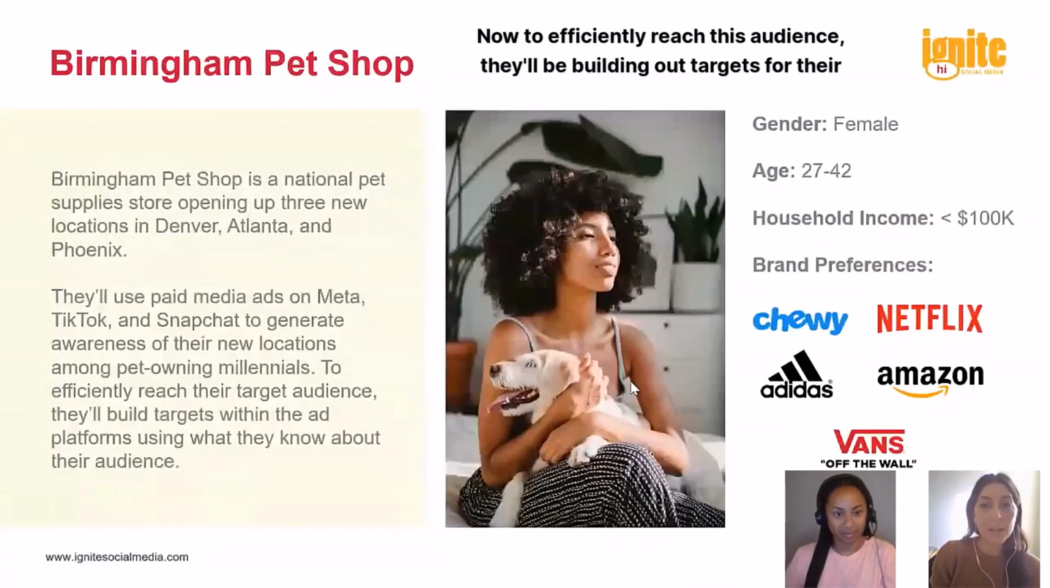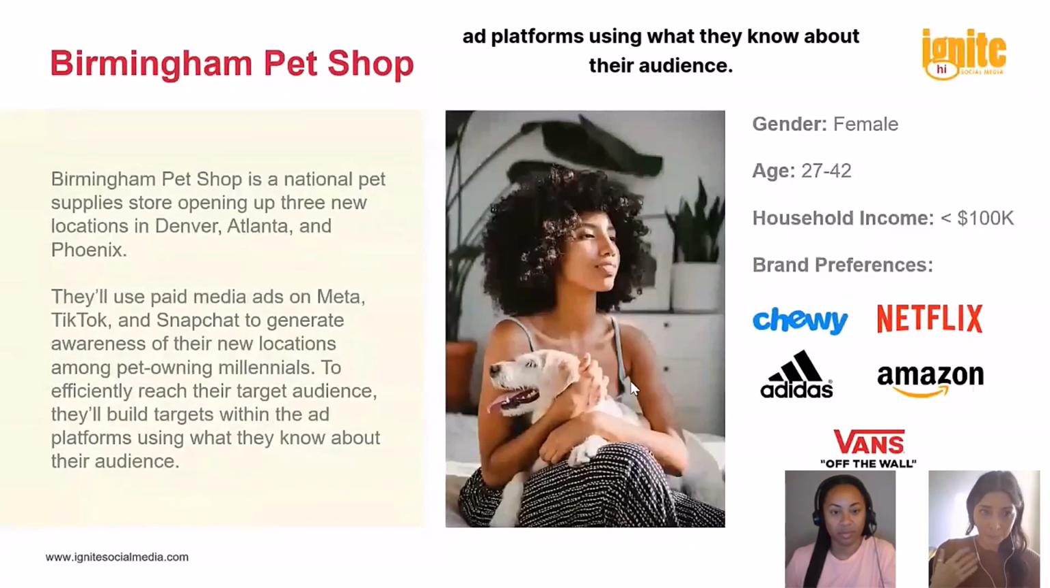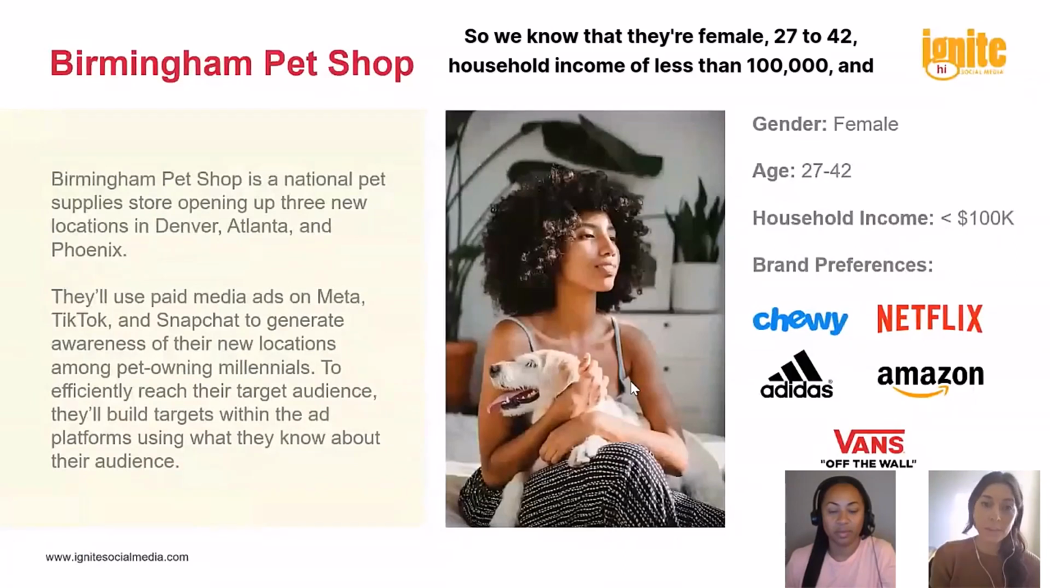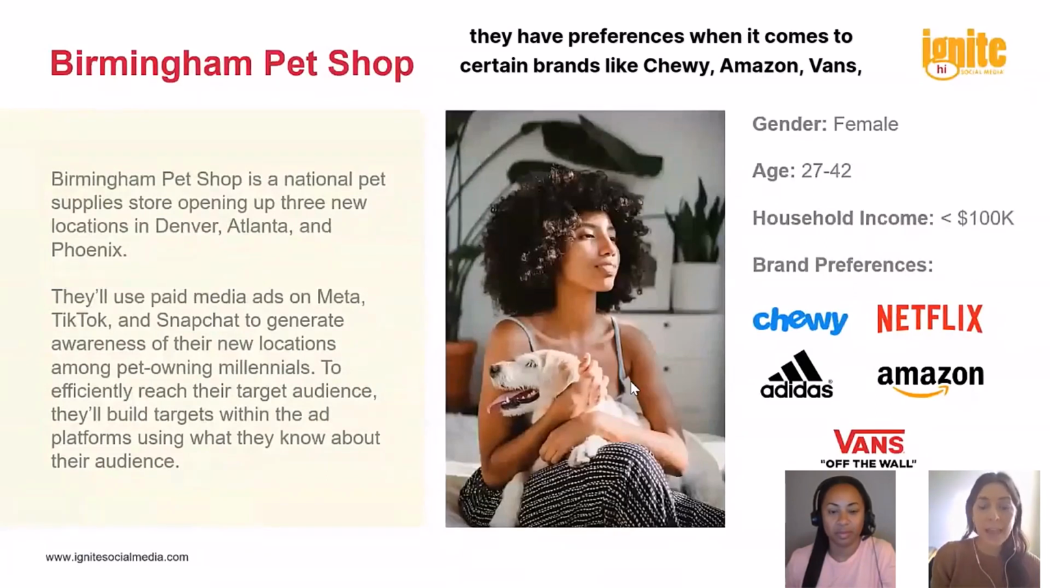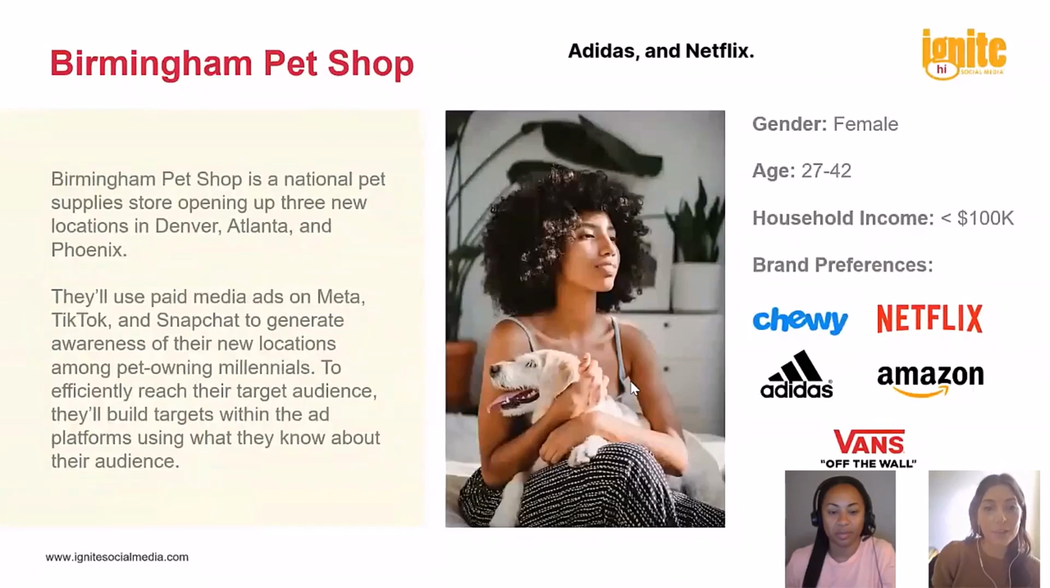They really want to generate awareness of these locations among their target audience, which are pet-owning millennials. Now, to efficiently reach this audience, they'll be building out targets for their ad platforms using what they know about their audience. So we know that they're female, 27 to 42, household income of less than 100,000, and they have preferences when it comes to certain brands like Chewy, Amazon, Vans, Adidas, and Netflix. So we'll use this information when building out our audiences.